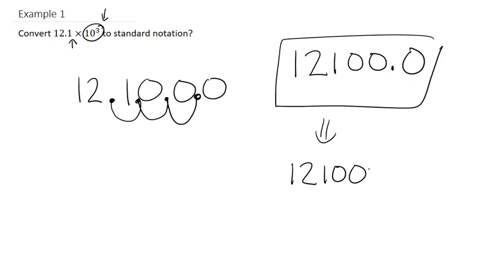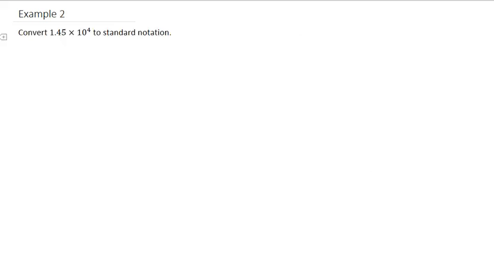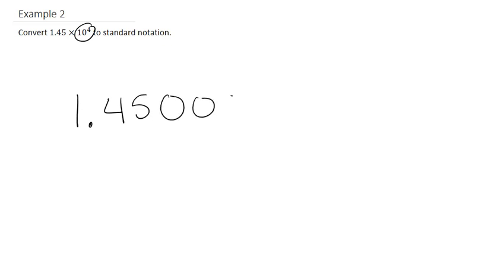Now let's do another example. Example 2, convert 1.45 times 10 to the fourth to standard notation. So we have 1.45 and we need to move it. We look at the exponent and we see it's to the positive 4th power. So that means we're moving it to the right and we're moving it over 4 times.